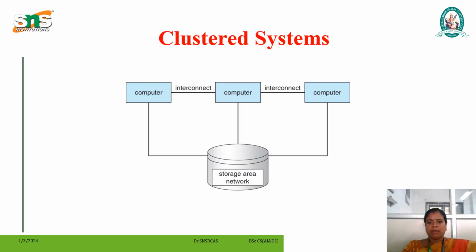Next one, clustered system. Another type of multiprocessor system is a cluster system. Clustering is usually used to provide high availability services. That is, service will continue even if one or more systems in the cluster fail. Clustering can be structured asymmetrically or symmetrically. In asymmetric clustering, one machine is in hot standby mode while the other runs the applications. In symmetric clustering, two or more hosts are running applications and are monitoring each other. This structure is more efficient as it uses all the available hardware.